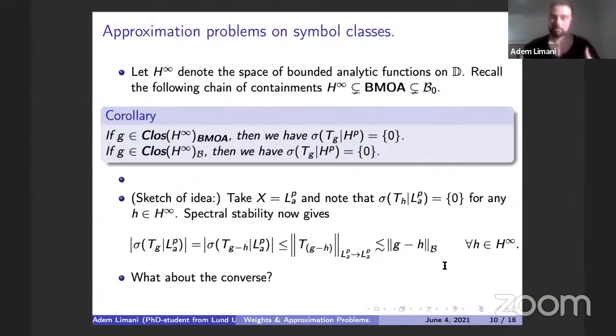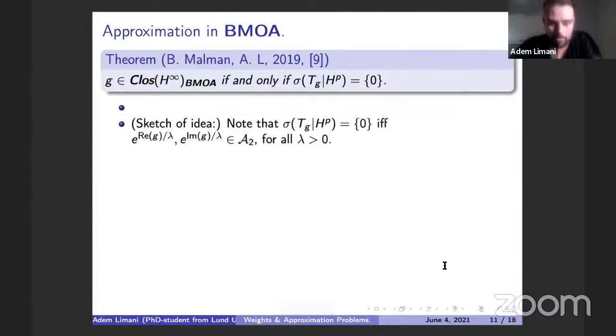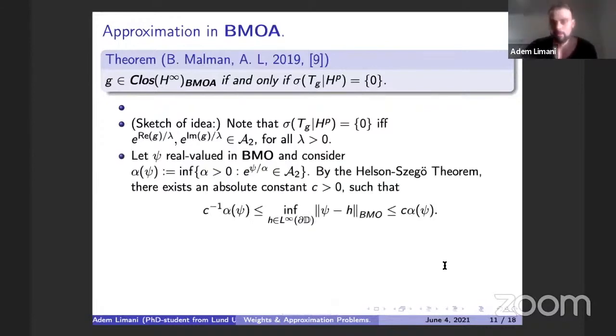And then you could ask, what about the converse? It's a natural question. So what if we say that the spectrum is trivial? Can we say something about approximations? Well, it turns out that we can do this, and this is the result with Bartosz. So we managed to characterize the H-infinity closure in analytic BMO with this condition. And yeah, the sketch is not as difficult once you state the ingredients.